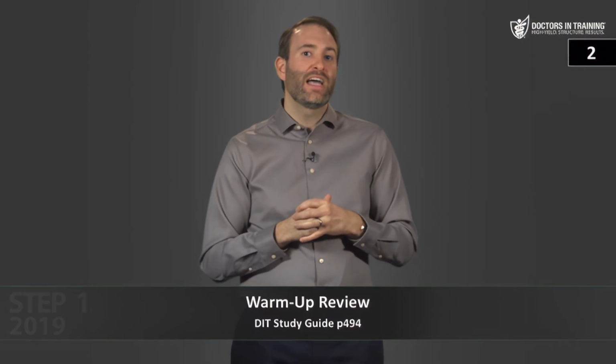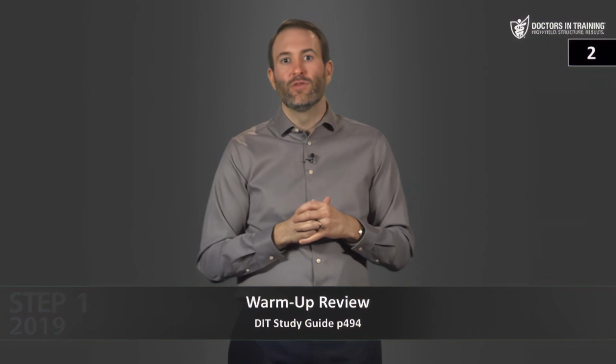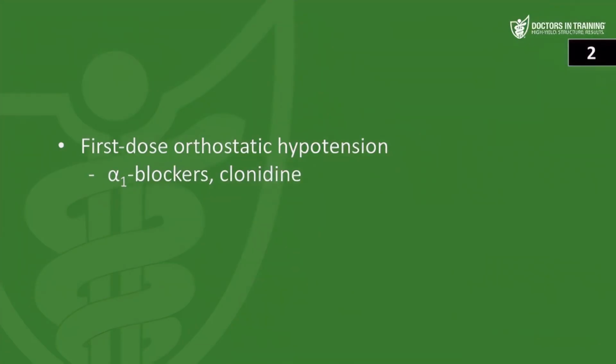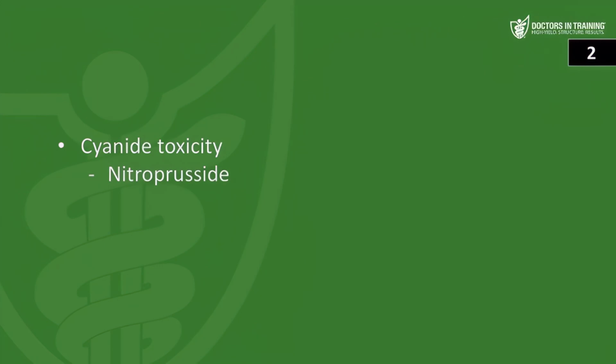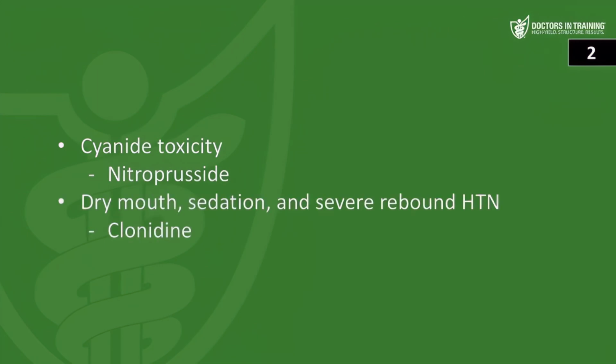Next, which antihypertensive drug has each of the following side effects? So first dose orthostatic hypotension, those are going to be your alpha-1 blockers, so these -zosin drugs. Also, clonidine can do this, which is an alpha-2 agonist. Hypertrichosis, that's going to be minoxidil. Remember, minoxidil is Rogaine, if you've heard of that over the counter. Cyanide toxicity, that's going to be nitroprusside. Dry mouth, sedation with severe rebound hypertension, think of clonidine.